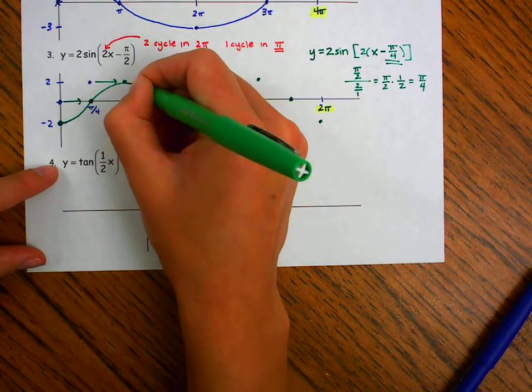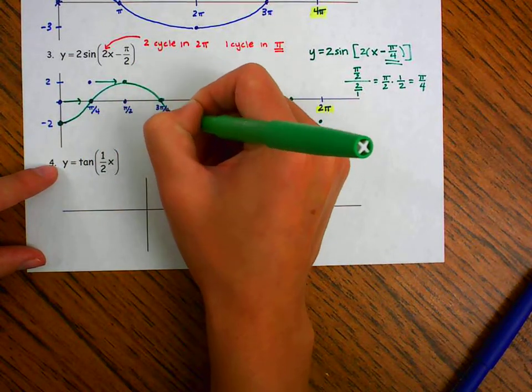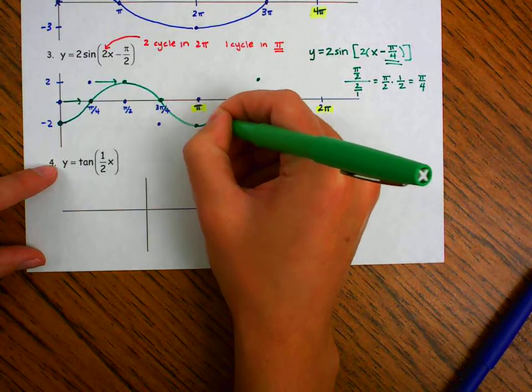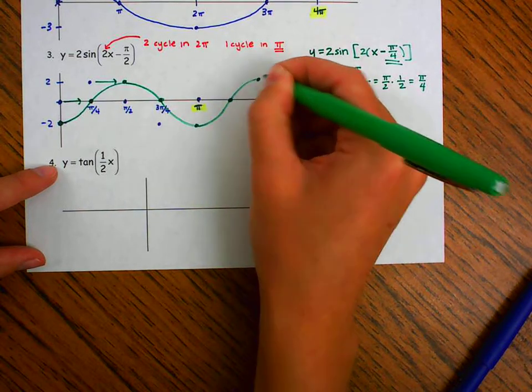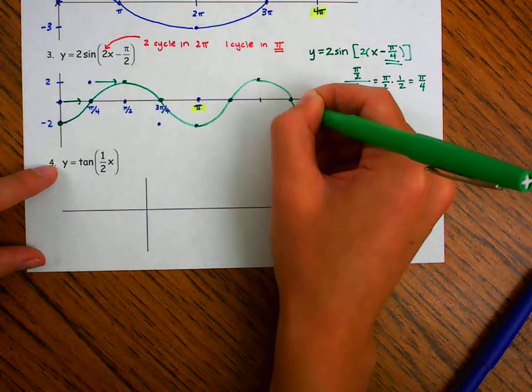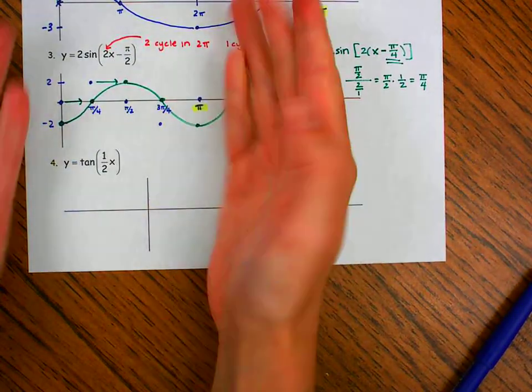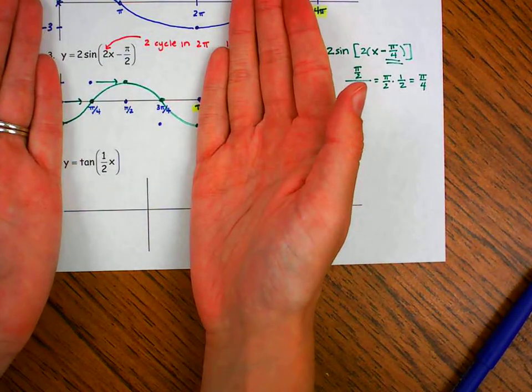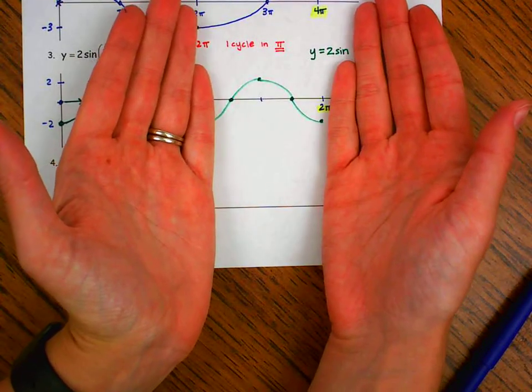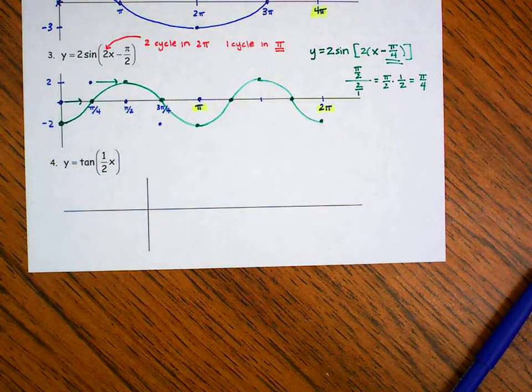Okay. The screen's a little sad too. But I have 2 full cycles. Notice in pi, I get a full cycle. And then from pi to 2 pi, I get a full cycle, 2 cycles. Okay. I think we're doing good so far.